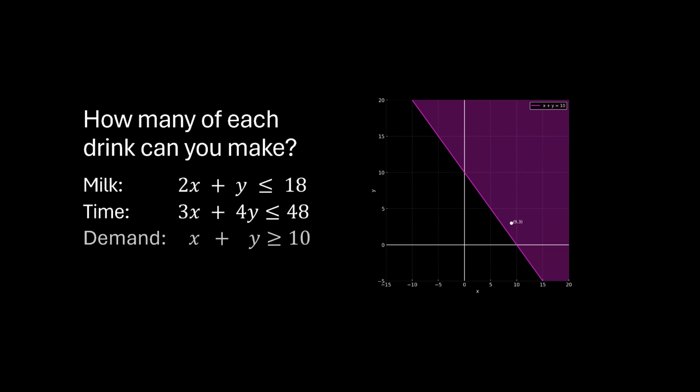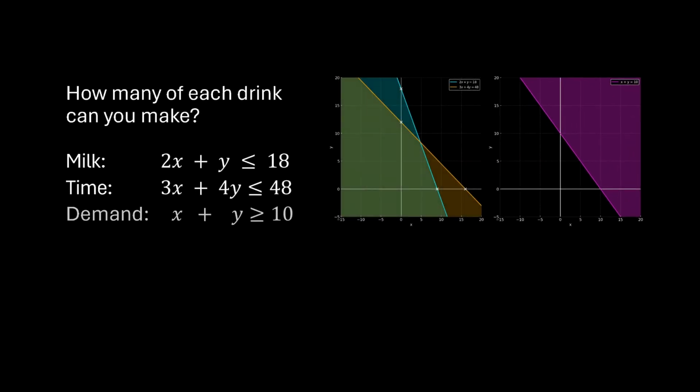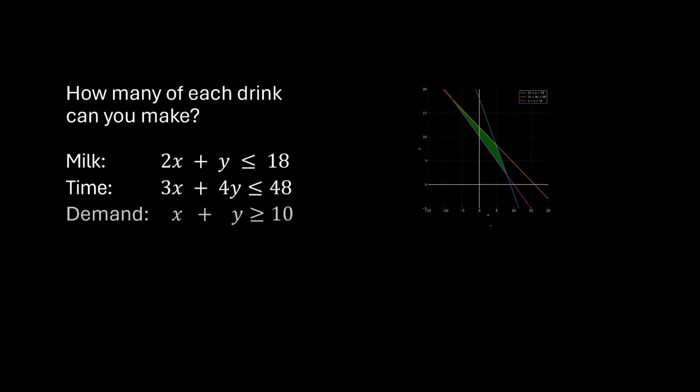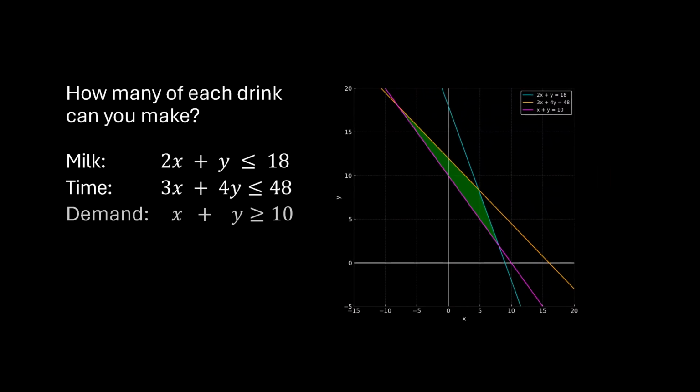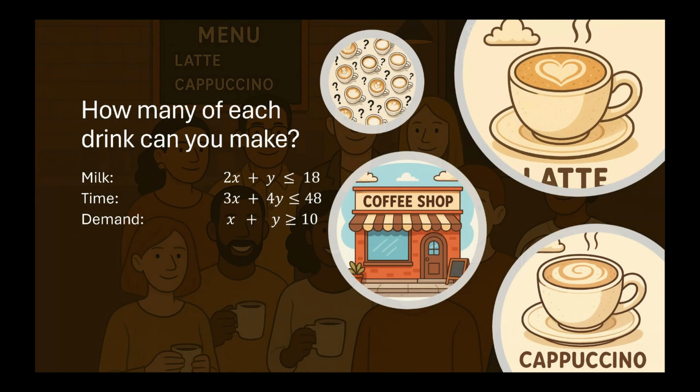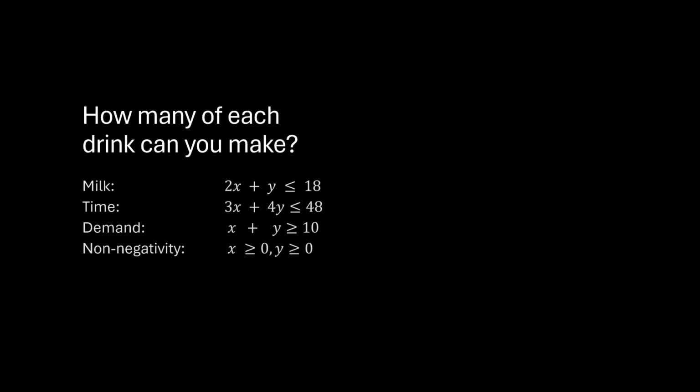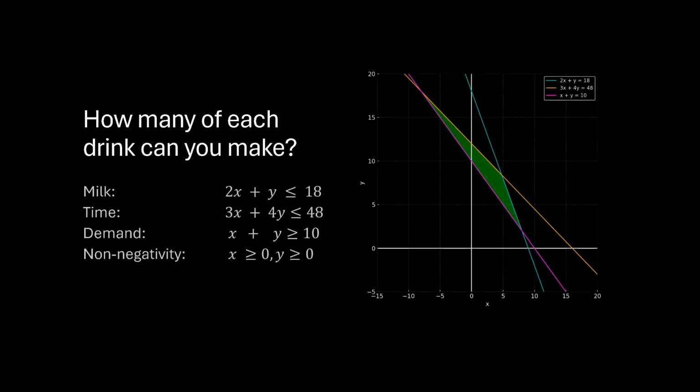Now, the overlap is bounded by 3 inequalities. It forms a triangle, but one corner has a negative x, which makes no sense in reality. We'll fix that. Of course, you can't make a negative number of drinks. So, we only look at non-negative numbers of lattes and cappuccinos. With this, the visible region is trimmed down to the first quadrant.